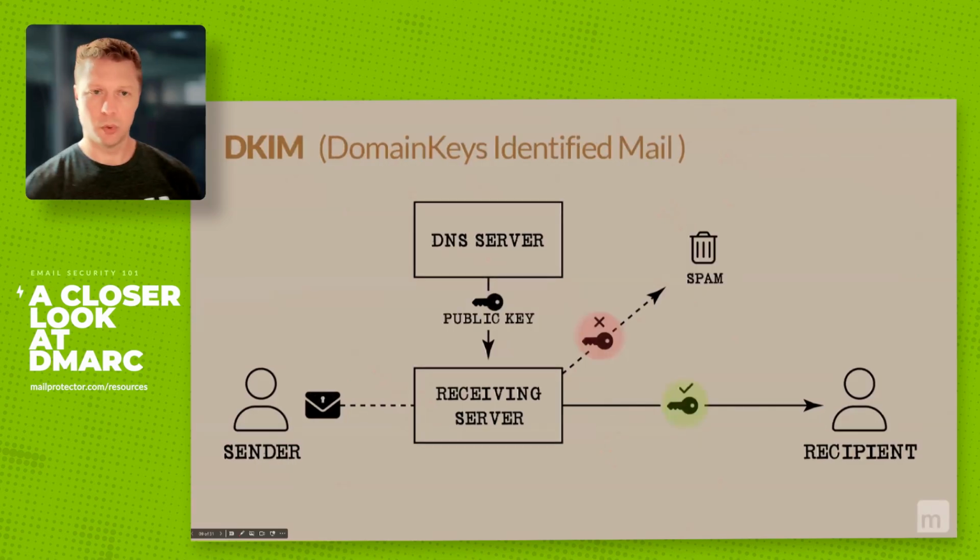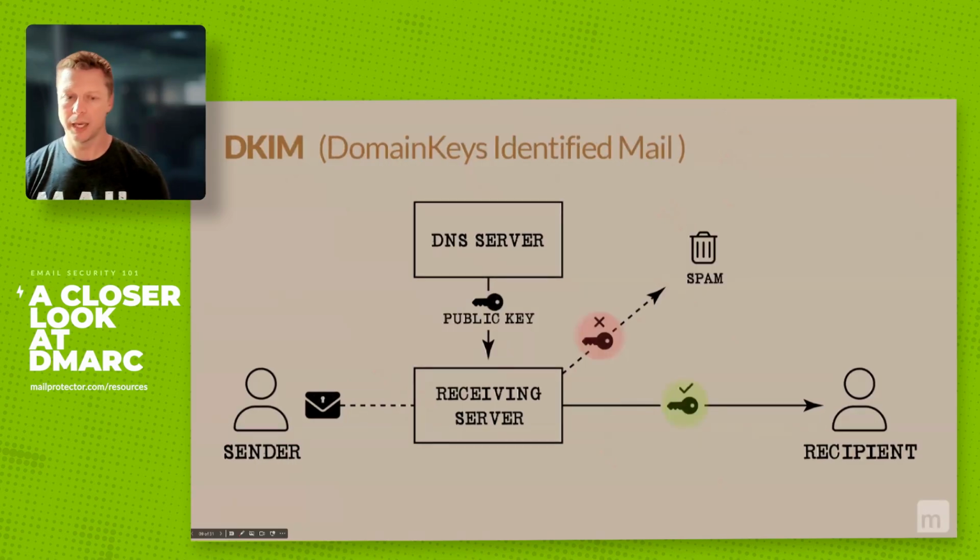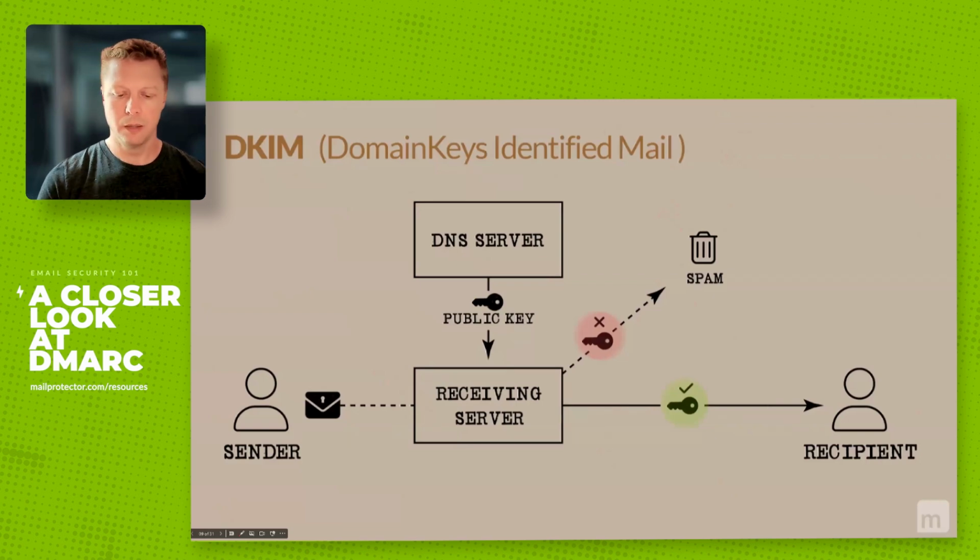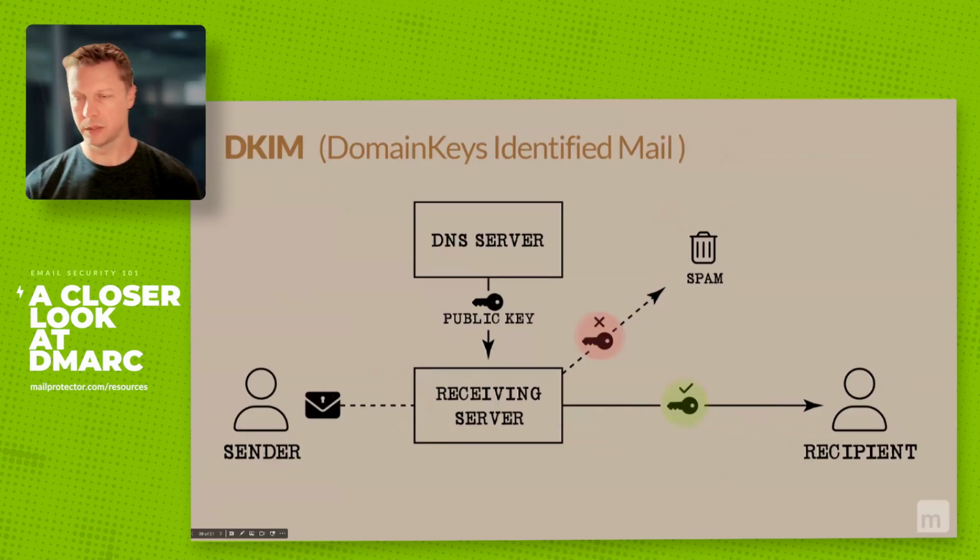Next is DKIM, or DomainKeys Identified Mail. This has to do with making sure that the email hasn't been changed between the sending server and the recipient's server. The way it does that is through a digital signature. When the sender sends that email, it uses a private key to create a DKIM hash, and that hash is embedded into the email header.